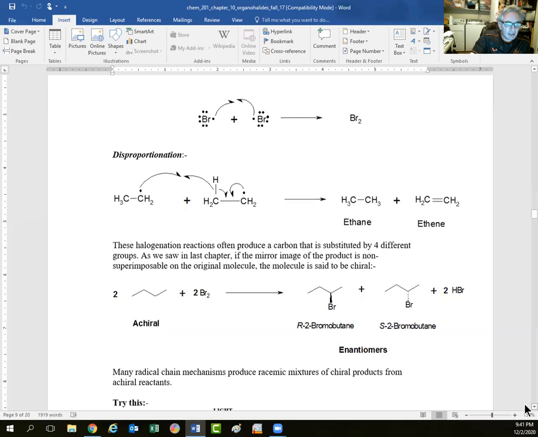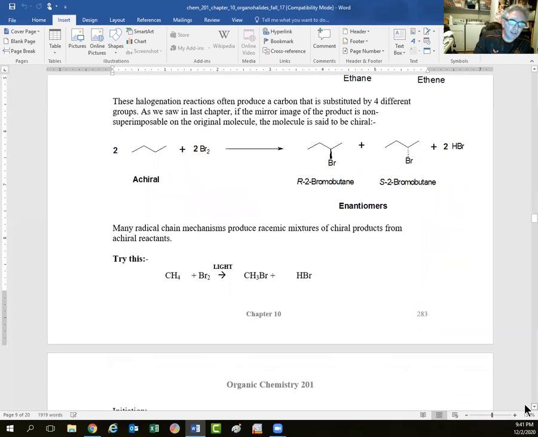Keep in mind that the substitution reaction, quite often on a carbon that's more than substituted once, will produce a product which is chiral with 4 unique groups attached. So the reactions often produce technically 2 products, the R and the S stereoisomers.